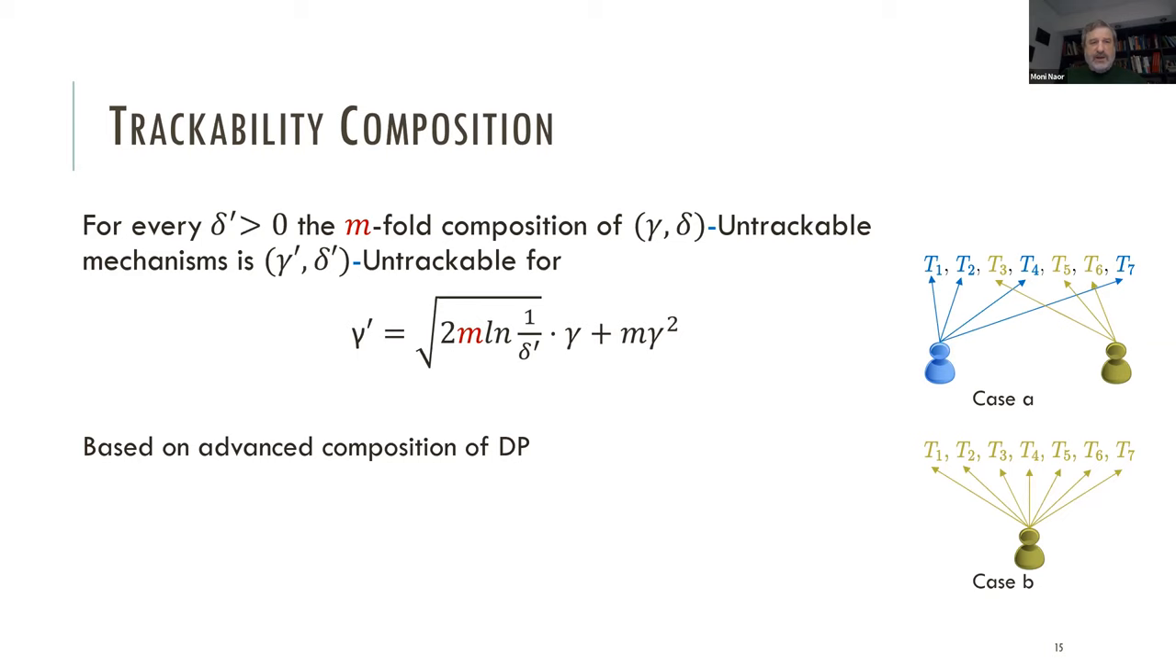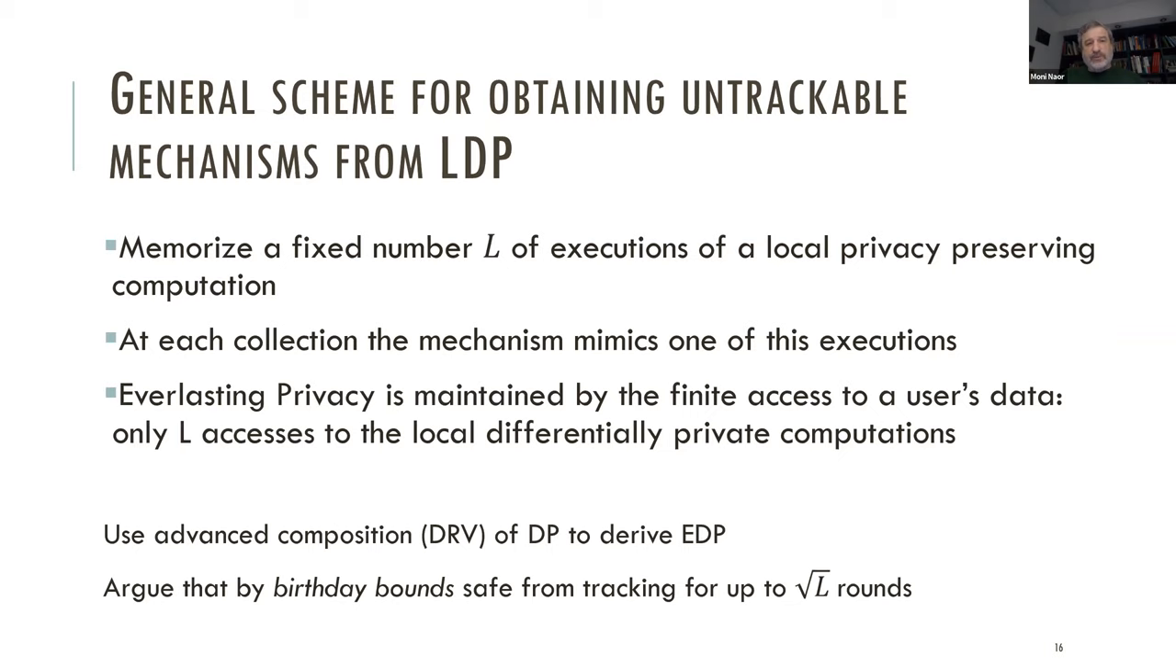Okay, so what can we do? Let's talk about a general scheme for obtaining untrackable mechanisms from local differential privacy. If you have a mechanism which is LDP, local differentially private, you can turn it into an untrackable mechanism for a limited number of executions. You memorize a fixed number L of executions of a local privacy preserving computation. At each data collection, the mechanism mimics one of these executions at random. It picks one of those L executions and uses it.